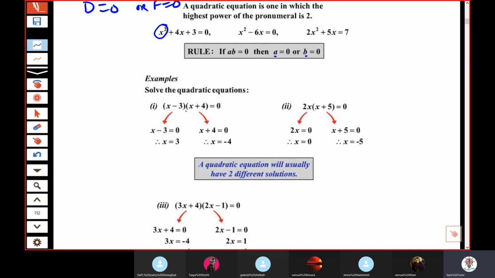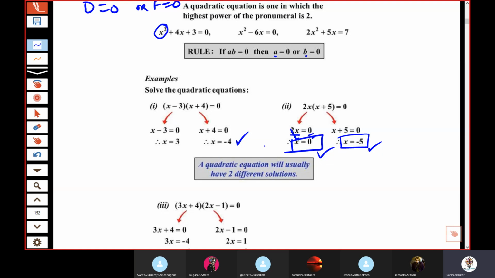So like this, x minus 3 times x plus 4 equals 0. What does that mean about x minus 3? It has to equal 0. What does that mean about x plus 4? And then you just solve. x equals, and x equals, and we're done. Was that easy or what? Let's go again. 2x bracket x plus 5 equals 0. What does that mean about 2x? And then you solve. Divide by 2, x equals. And x plus 5 equals 0, which means x equals. And you're done. Finished.